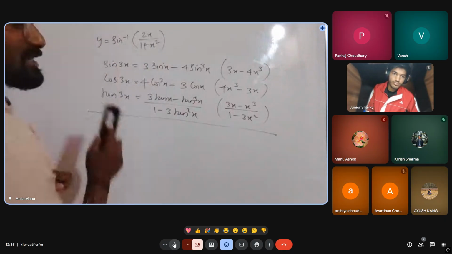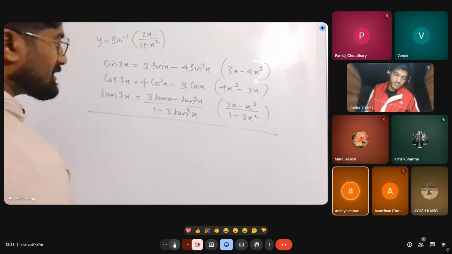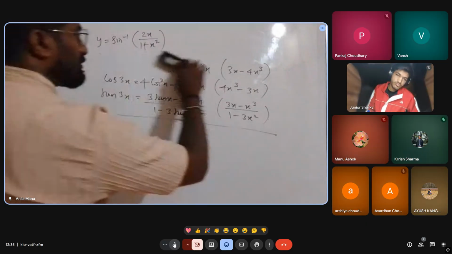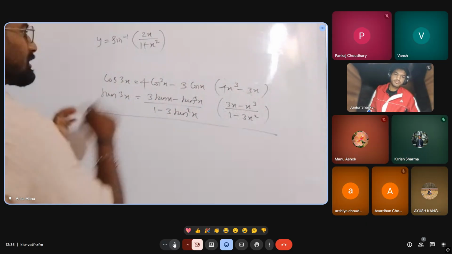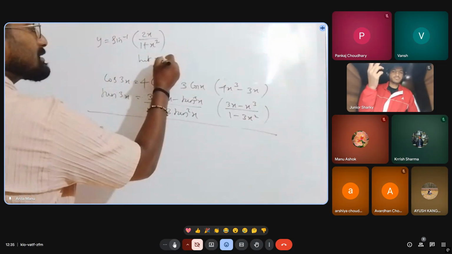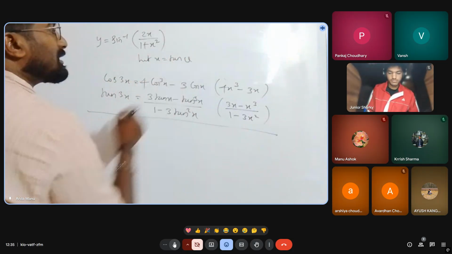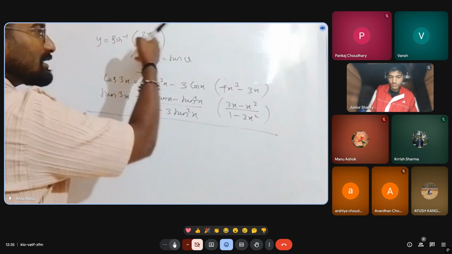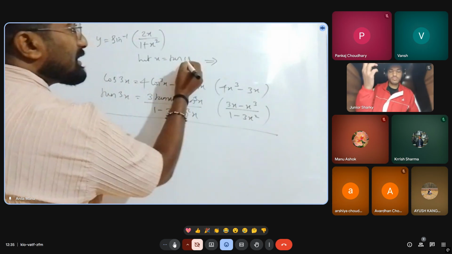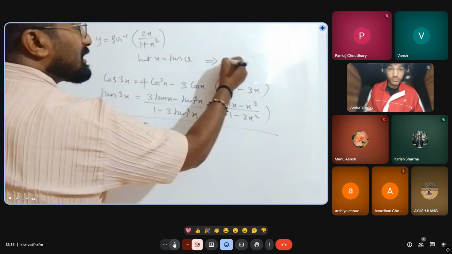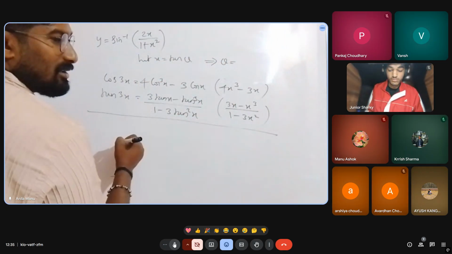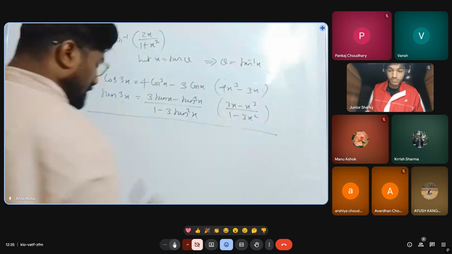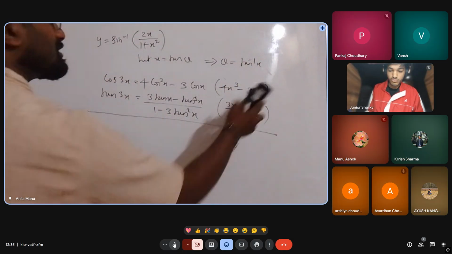So what do you have to consider as x? x is equal to tan theta. Very good. Let x is equal to tan theta. The important thing you have to note is that when you define x, immediately you have to define theta also. When x is equal to tan theta, then what is theta? Tan inverse of x. Very good. Now you substitute the value there.